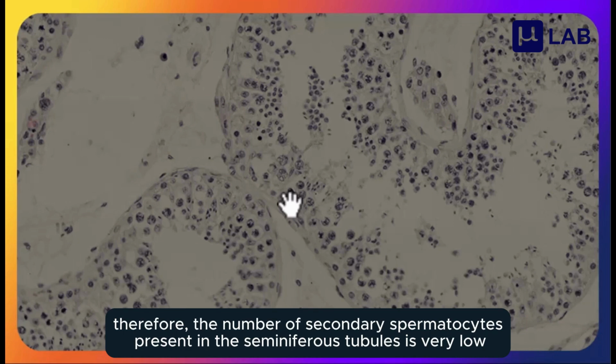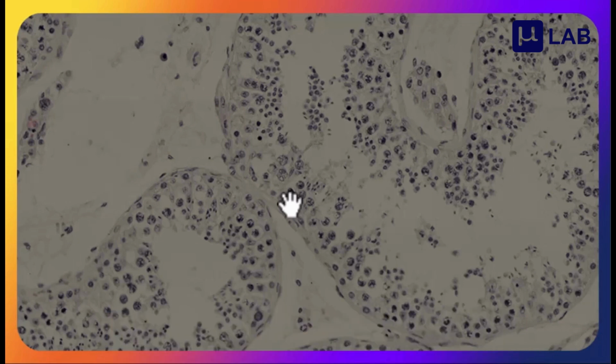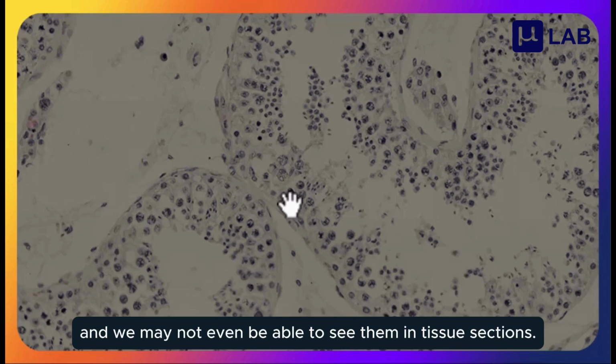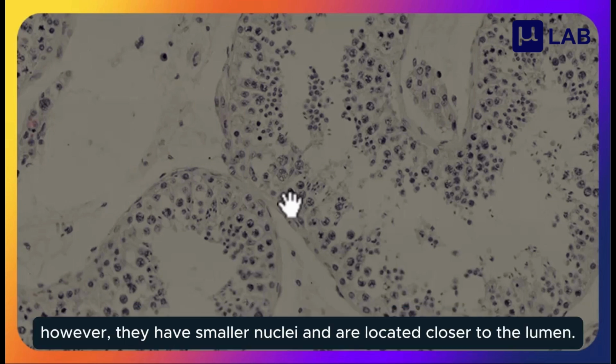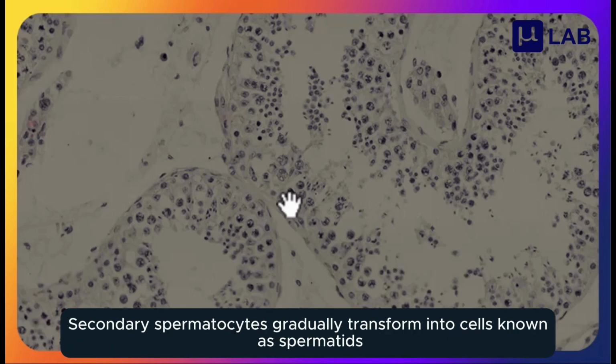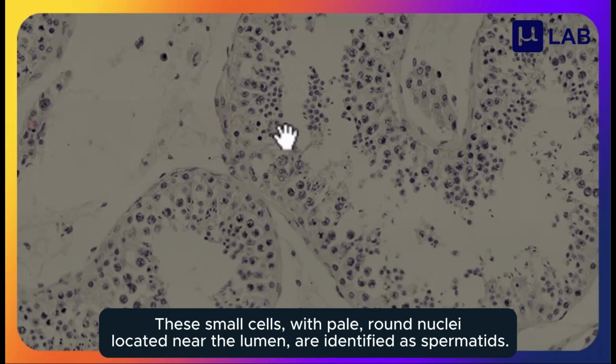Therefore, the number of secondary spermatocytes present in the seminiferous tubules is very low, and we may not even be able to see them in tissue sections. Secondary spermatocytes are morphologically similar to primary spermatocytes. However, they have smaller nuclei and are located closer to the lumen. Secondary spermatocytes gradually transform into cells known as spermatids. These small cells with pale, round nuclei located near the lumen are identified as spermatids.